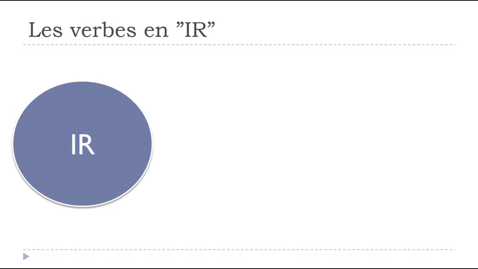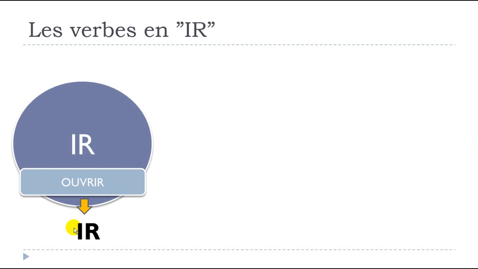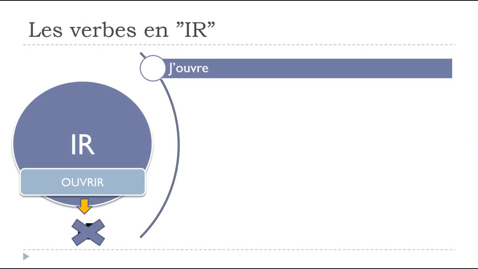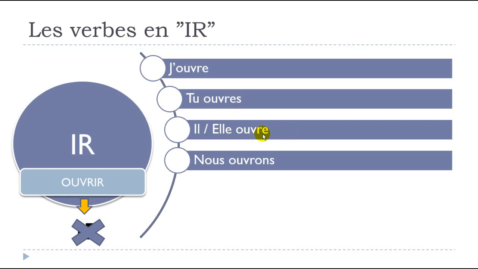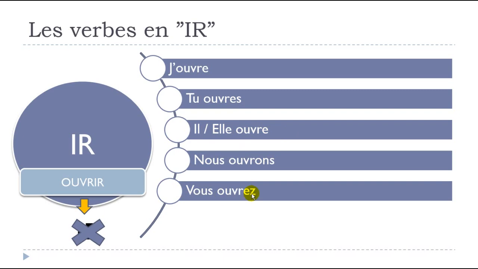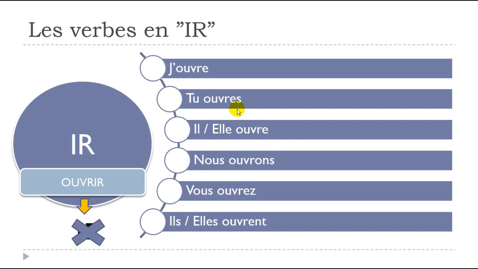So the verbs ending with ER, and in that case, I thought it might be interesting to take the verb ouvrir. Ouvrir is to open, okay, so it's quite useful. And so the idea is that this final ER will be taken away to get the stem, the root. And so after that, you will get j'ouvre, tu ouvres, il ouvre, elle ouvre, nous ouvrons, vous ouvrez, ils ouvrent, elles ouvrent.